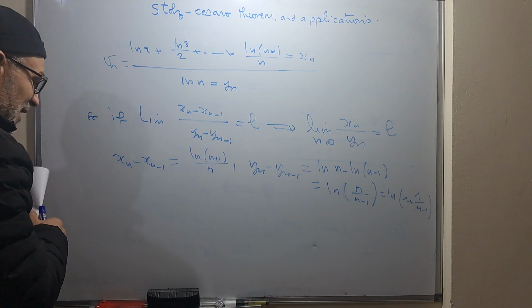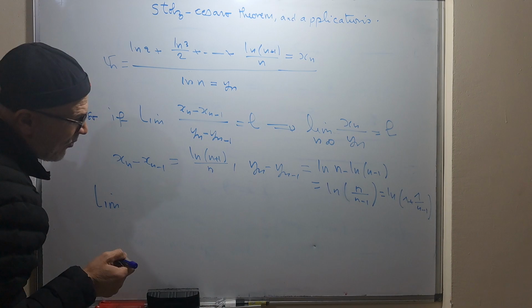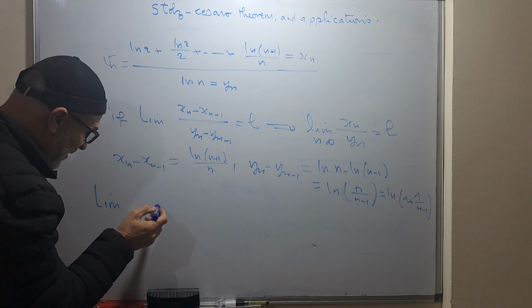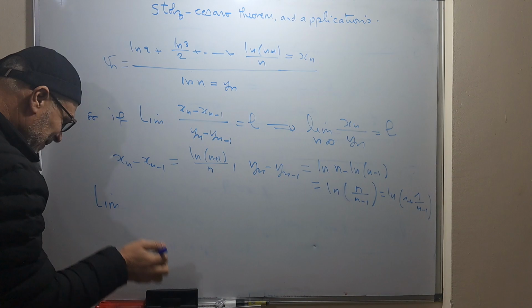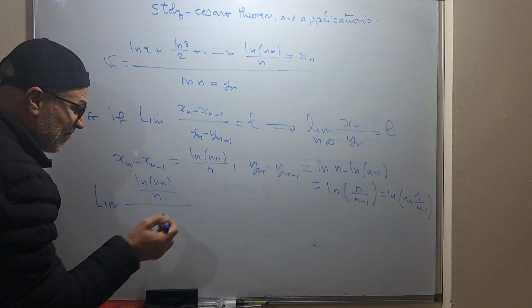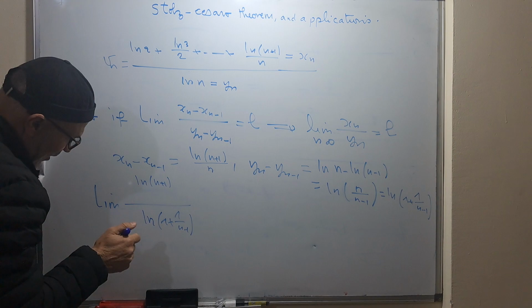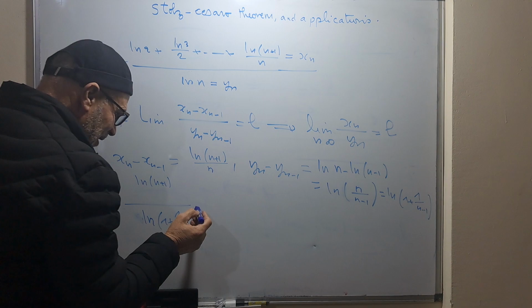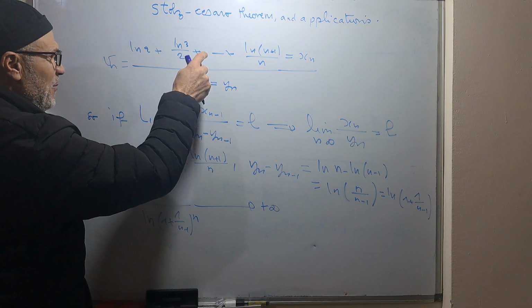So the most important thing here is to calculate the quotient between these two sequences. This is equal to ln n plus 1 divided by n, and the second is ln 1 plus 1 over n minus 1. So we can take this from here, we can put it here, and from here, we can put it here. This goes to plus infinity, and this goes to e. So we have here plus infinity. Since it's equal to plus infinity, this limit goes to plus infinity.